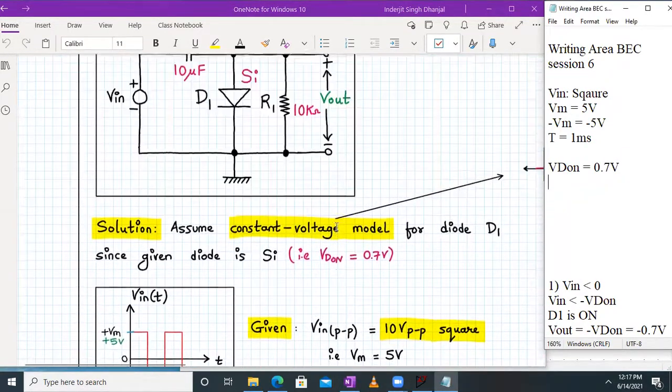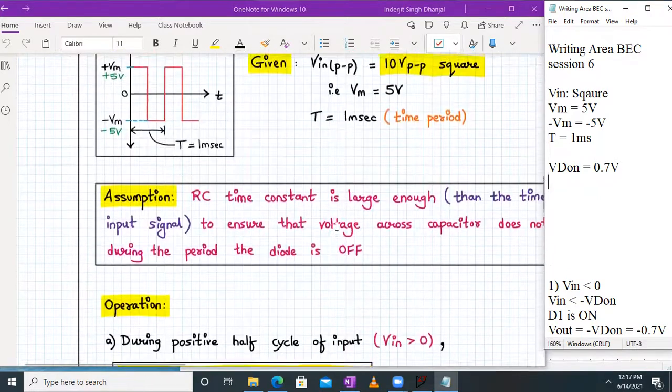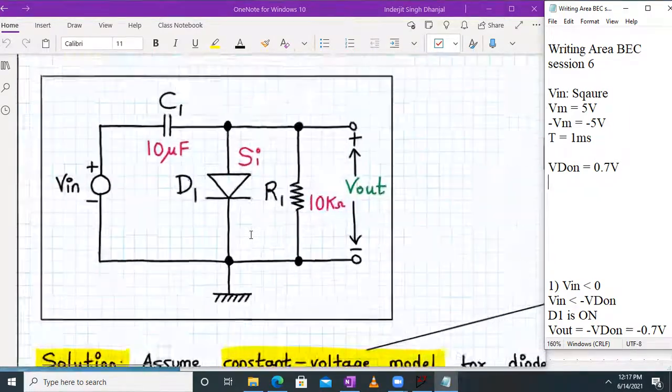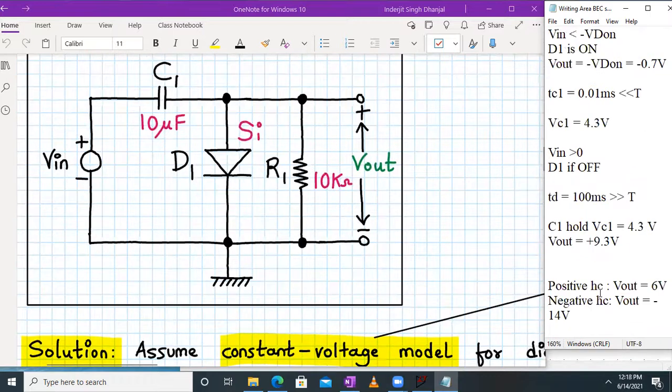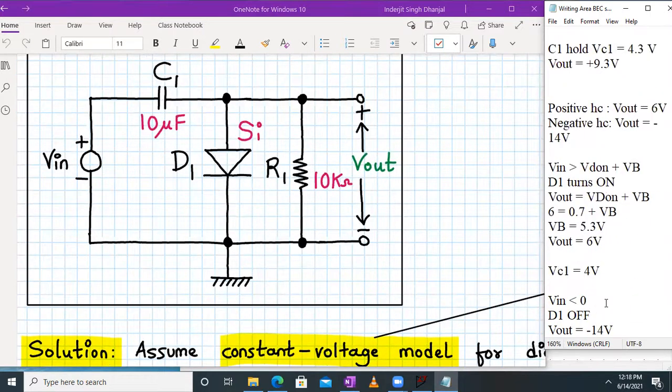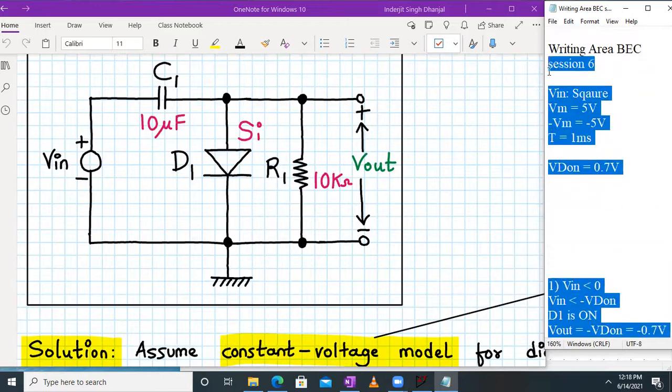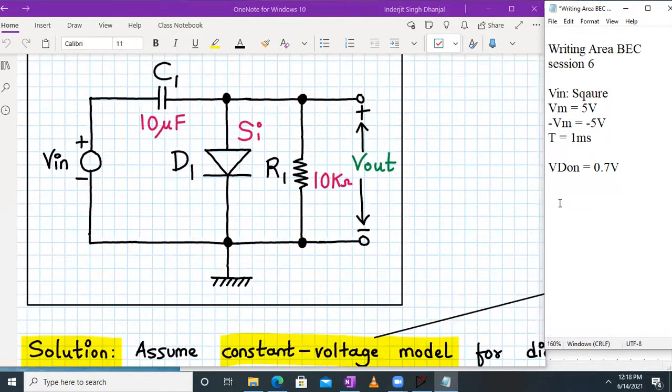Now let us observe how this circuit will work. Can we tell what will happen when the diode is on? When will the diode be on? D1 will be on in the positive half cycle. That is very clear. Let me just rub this out first. So we can say V in greater than 0 means positive half cycle.